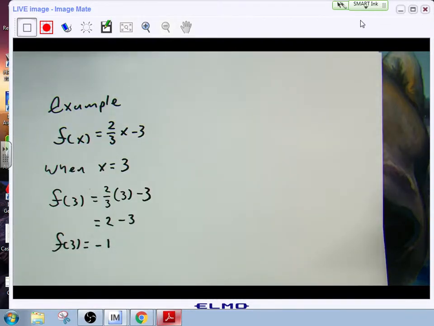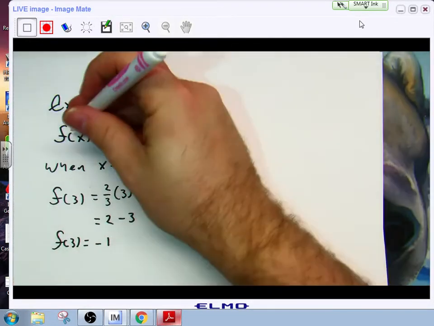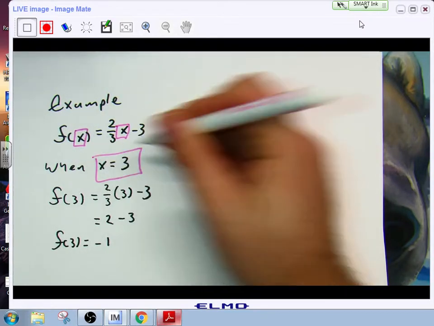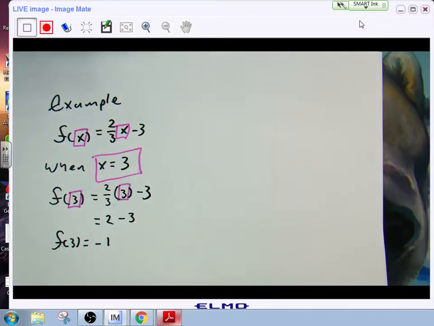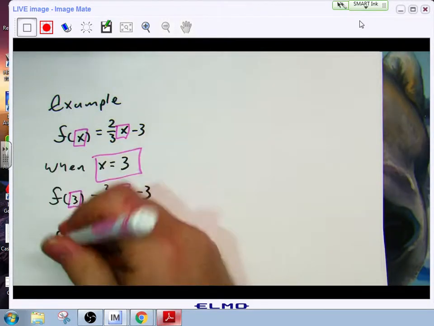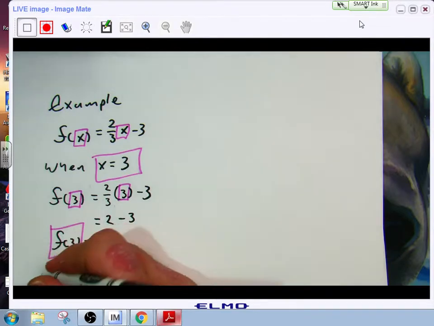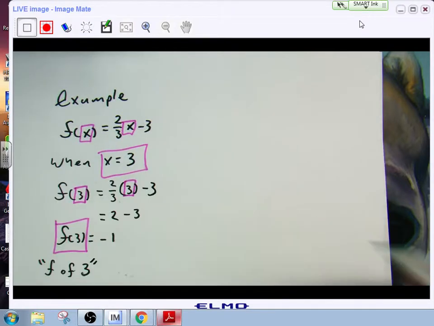Does that make sense? All that we did is we chose a number for x. So here's x, here's x. I decided x equals 3, so instead of writing x, I wrote 3. All I did was substitute 3 in for x. And this right here tells me what I'm doing. So I say f of 3, that's how you say it out loud. F of 3 equals negative 1.